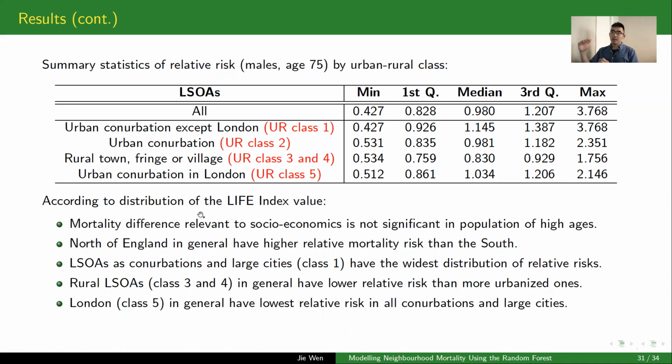And the north of England, in general, has higher mortality risk than the south at pensionable age. RSOs classed as conurbations and large cities have the widest distribution of relative risk compared to the other classes. Those rural RSOs in class 3 and 4 in general have lower relative risk compared to the more urbanized ones. And those RSOs in London, as class 5, in general have the lowest relative mortality risk of all the major conurbations and large cities.